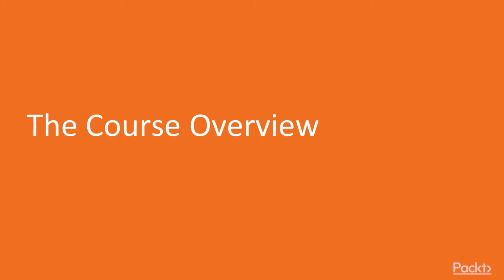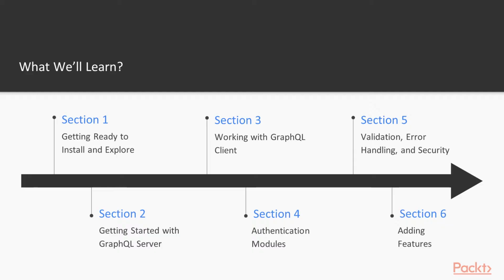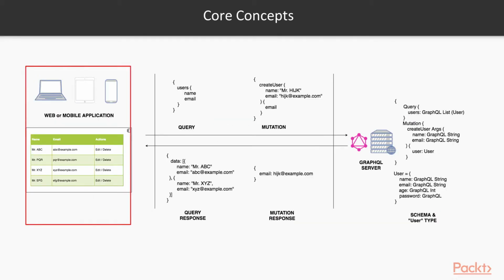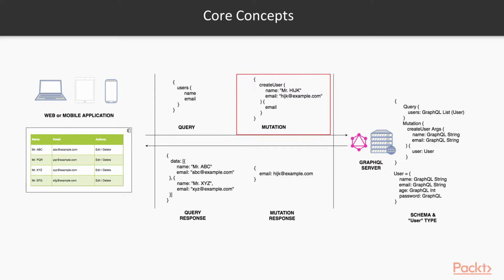The course overview. Let's try to understand what we are going to learn in this course. Well, the course is divided into 6 sections. We'll begin with section 1, getting ready to install and explore, where we'll try to understand the basic concepts of GraphQL, and we'll also try to set up our application stack for client and server environment.